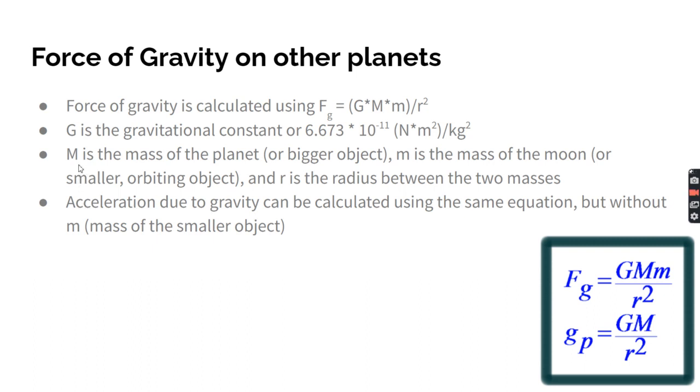But the big M, or in some cases it'll be M subplanet, is just the mass of the planet or whatever the bigger object is. Lowercase m is the mass of the moon or the smaller orbiting object. And then, of course, r is the radius just between the two masses during the orbit. So, acceleration due to gravity can be calculated using the same equation, except you divide by m, so it just cancels this out. So it'll just look like that. So yeah, this is a very important equation to understand. You don't have to memorize it or anything, but it's important to understand because it's on your formula sheet.